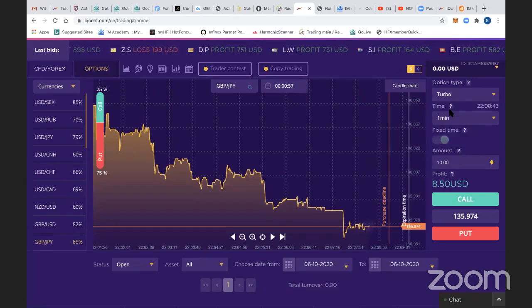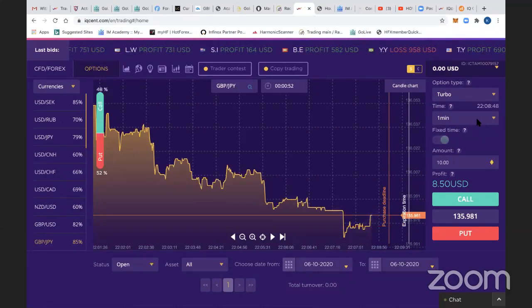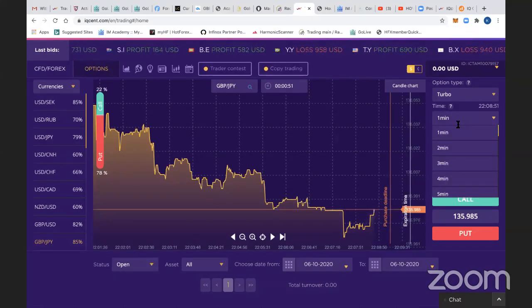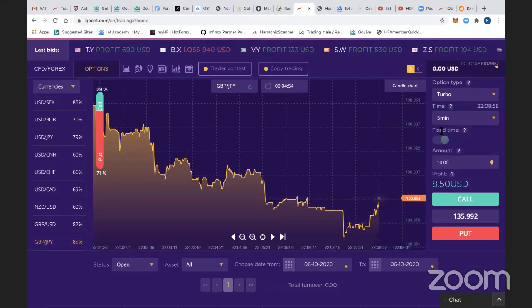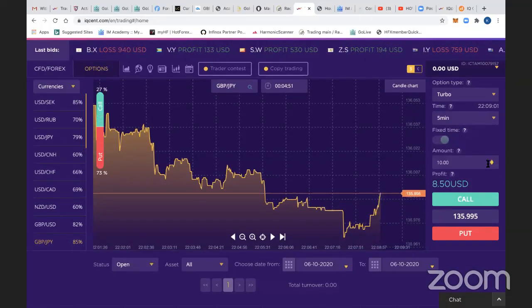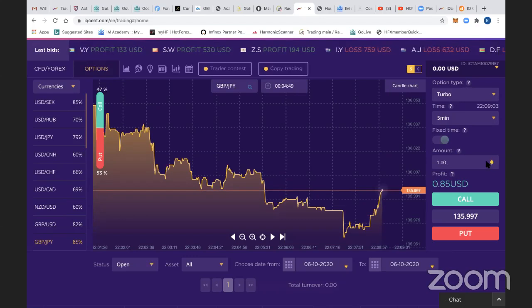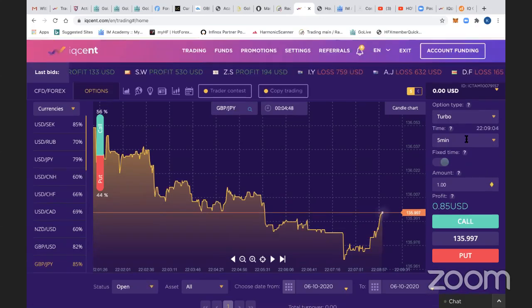So let's say I want to take a 1 minute trade, this is 1 minute, or I want to take a 5 minute trade, this is 5 minutes. So I can choose the timing. That's the second thing in this trading: you use timing. Then the third thing is that I can choose the amount that I want to use to trade.